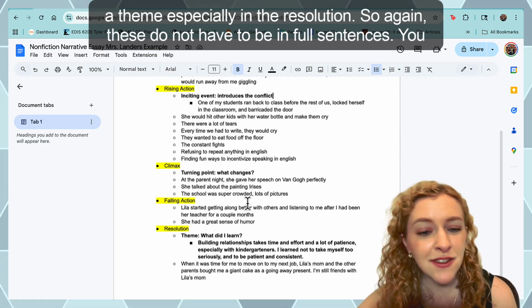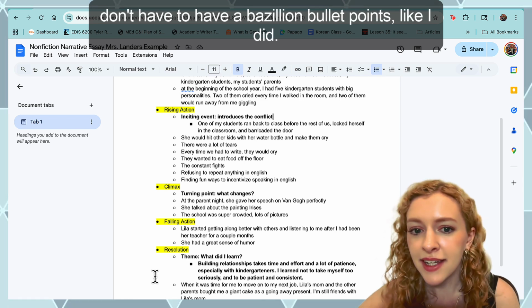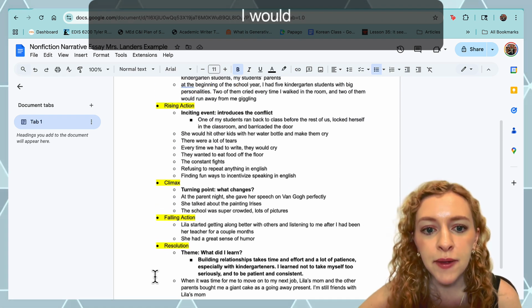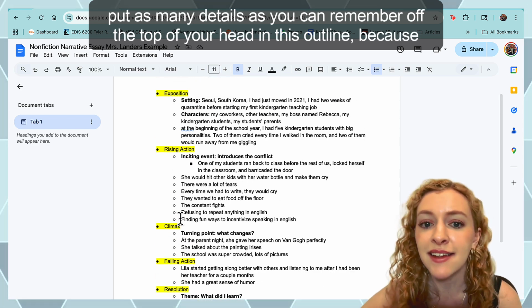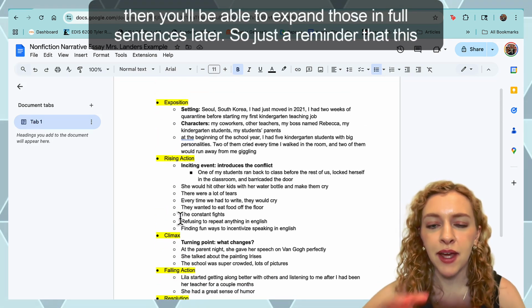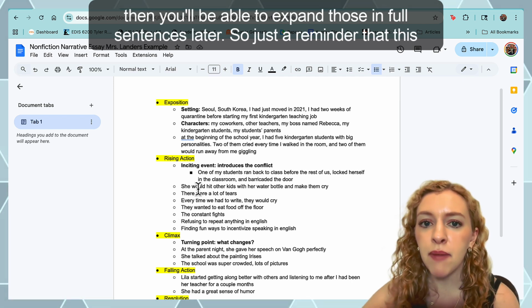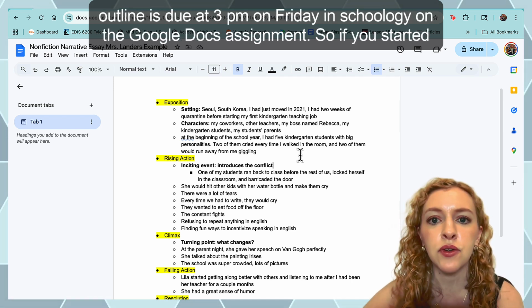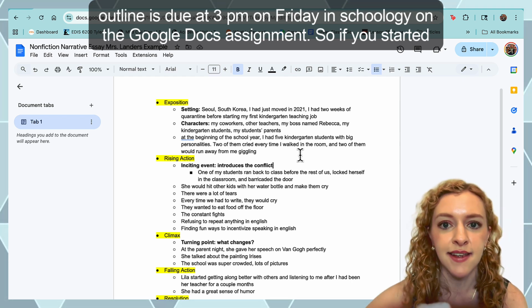So again, these do not have to be in full sentences. You don't have to have a bazillion bullet points like I did, but I would put as many details as you can remember off the top of your head in this outline, because then you'll be able to expand those into full sentences later. So just a reminder that this outline is due 3 p.m. on Friday in Schoology on the Google Docs assignment.